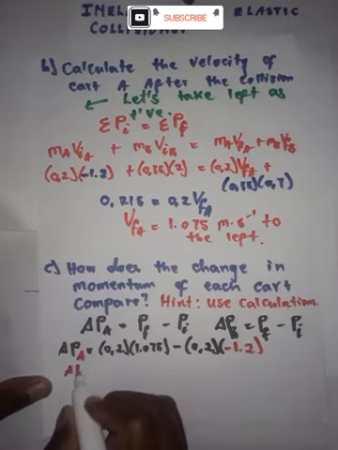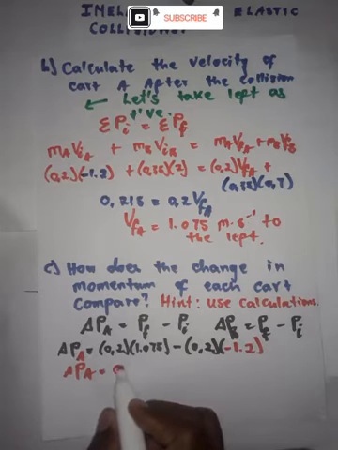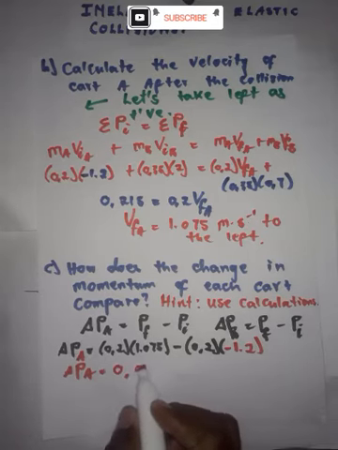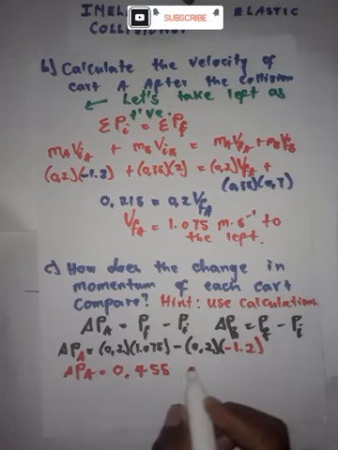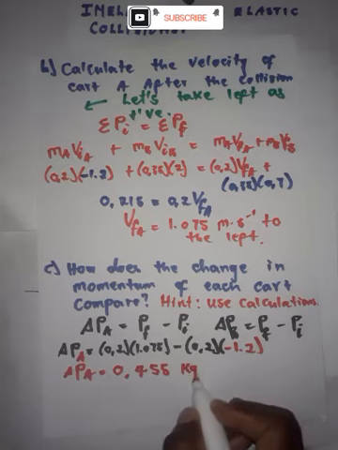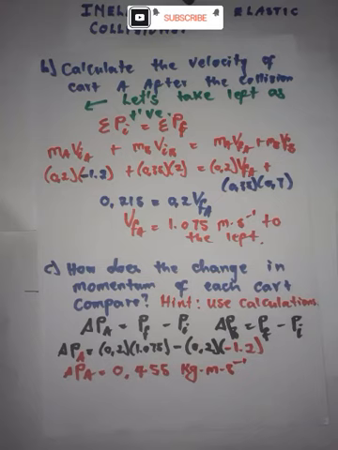So the change in momentum for A, when you punch that into a calculator, 0.2 multiplied by 1.075 plus 1.2, you get 0.55. Remember, don't forget the units. So the units is kg meter per second. So let's do the last one.